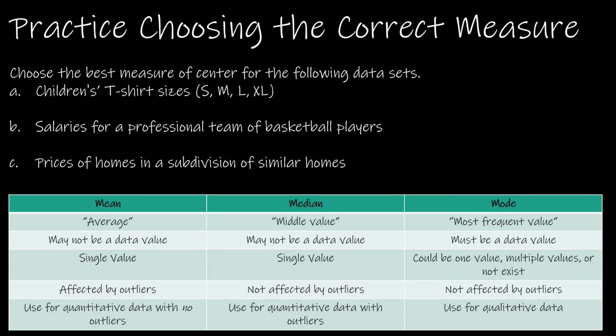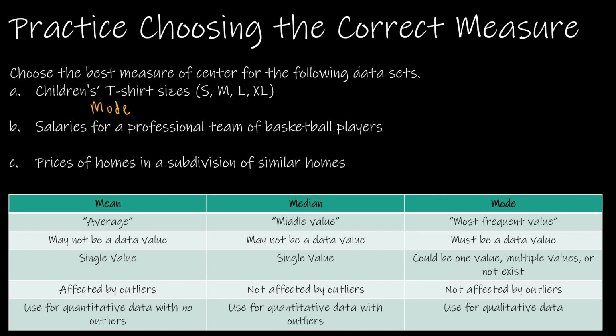So let's take a look at a practice question. Looking at these three, obviously one is going to have each of the three answers below. So for the first one, we have children's t-shirt sizes, small, medium, large, extra large. So this one hopefully is very easy. This is not numerical data, so it is not quantitative, it is qualitative. Therefore, we should be using the mode, the most frequently occurring. That leaves us with the two quantitative values for salaries for a professional team of basketball players and prices of homes in a subdivision of similar homes.